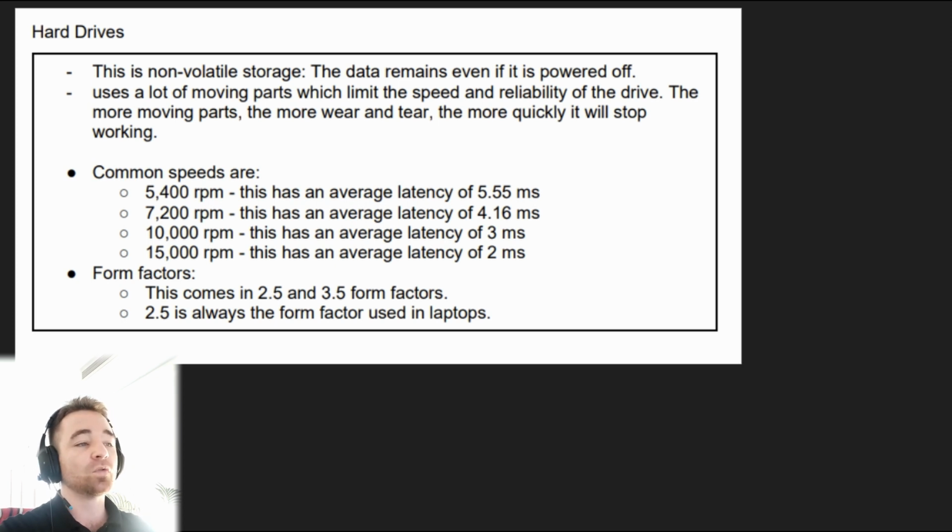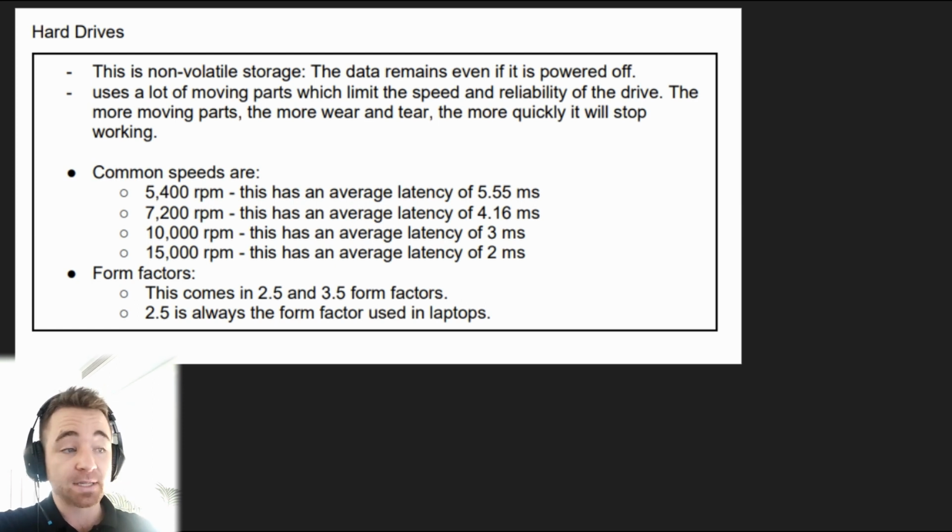It uses a lot of moving parts. This is for hard drives, specifically HDDs, which limits the speed and reliability of the drive. It limits the reliability because the more moving parts, the more that can go wrong, essentially. There's always going to be wear and tear if there's moving parts, which means the more wear and tear, the more quickly it will stop working.